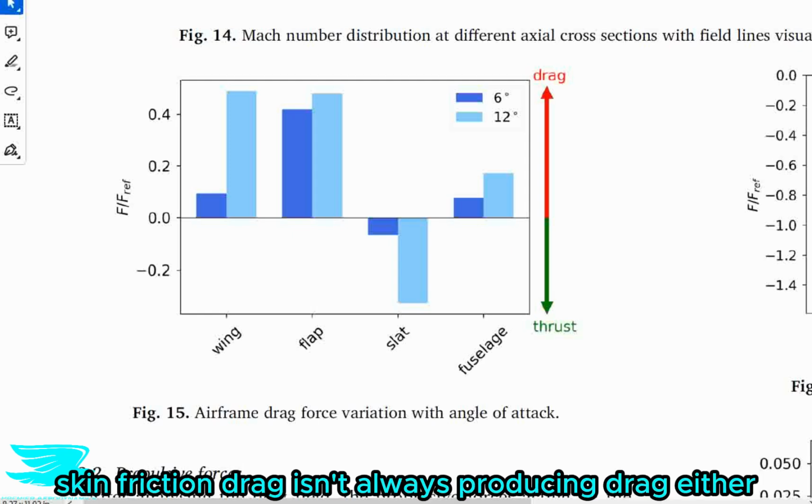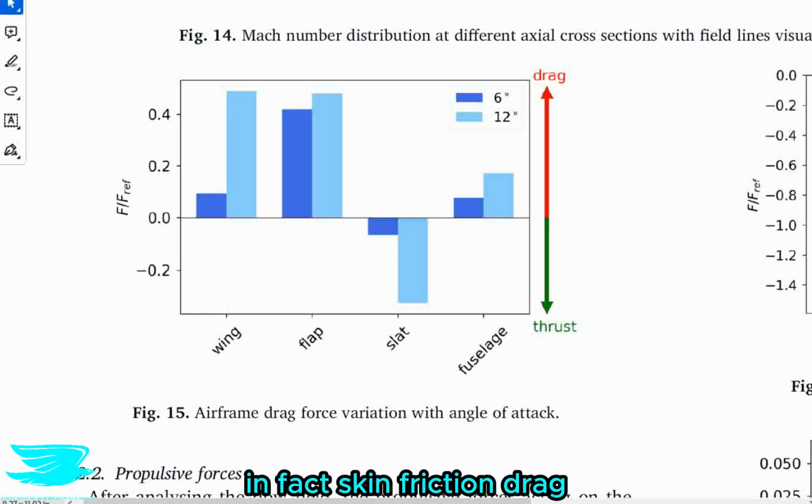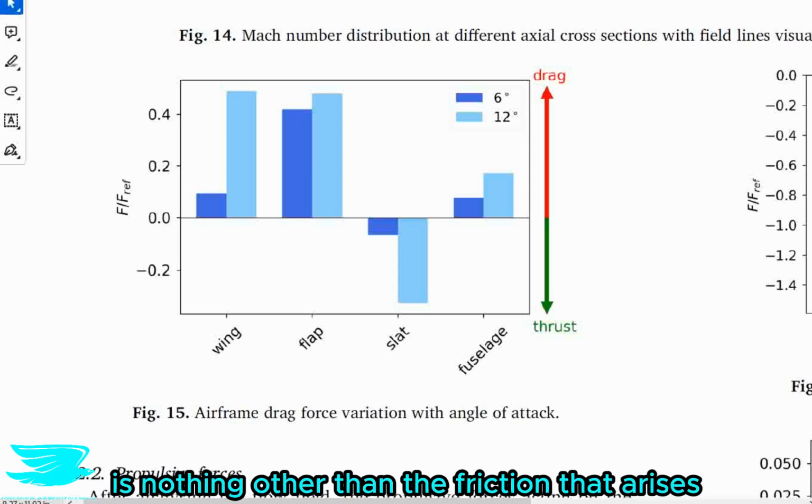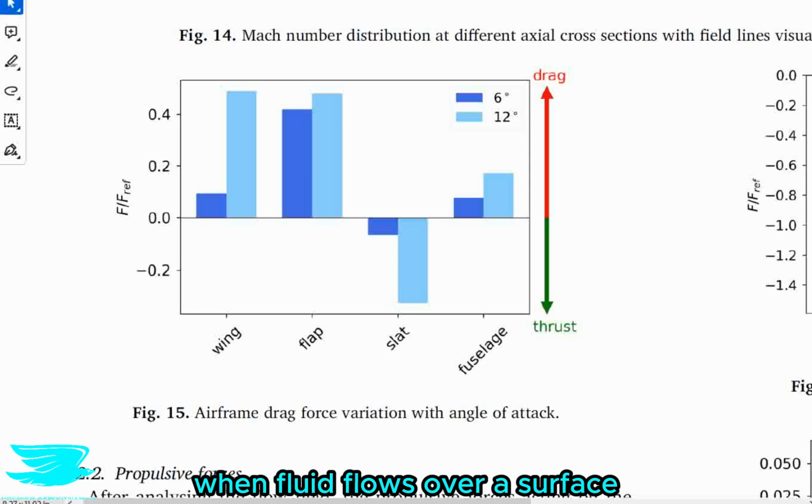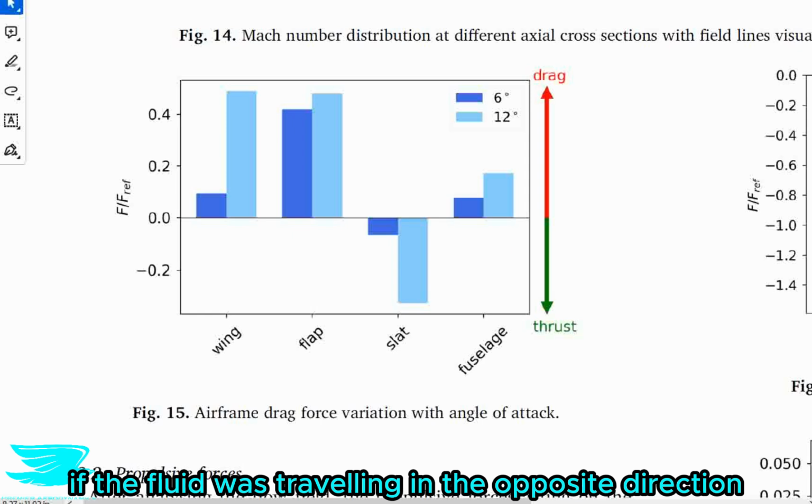And likewise, skin friction drag isn't always producing drag either. In fact, skin friction drag is nothing other than the friction that arises when fluid flows over a surface. There is resistance to that motion, but what if the fluid was traveling in the opposite direction?